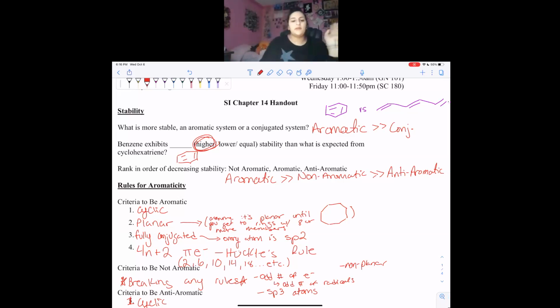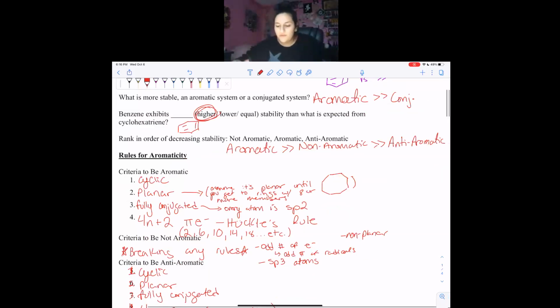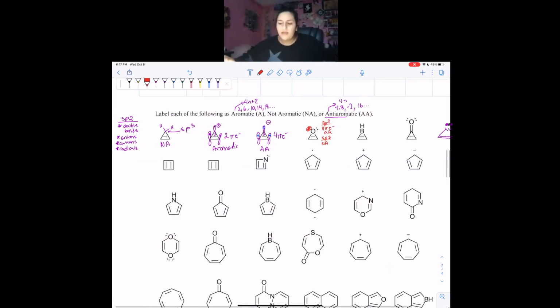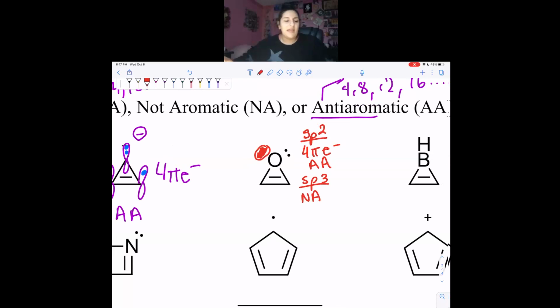If it's a choice between non-aromatic and anti-aromatic, we're going to choose non-aromatic because anti-aromatic sucks. We want to be aromatic, but if it's a choice between just those two, we want to do anything we can to not be anti-aromatic. So if I give you something like this, and you have the option between being sp2 and being anti-aromatic, or being sp3 and being non-aromatic, what do you think the molecule will choose?